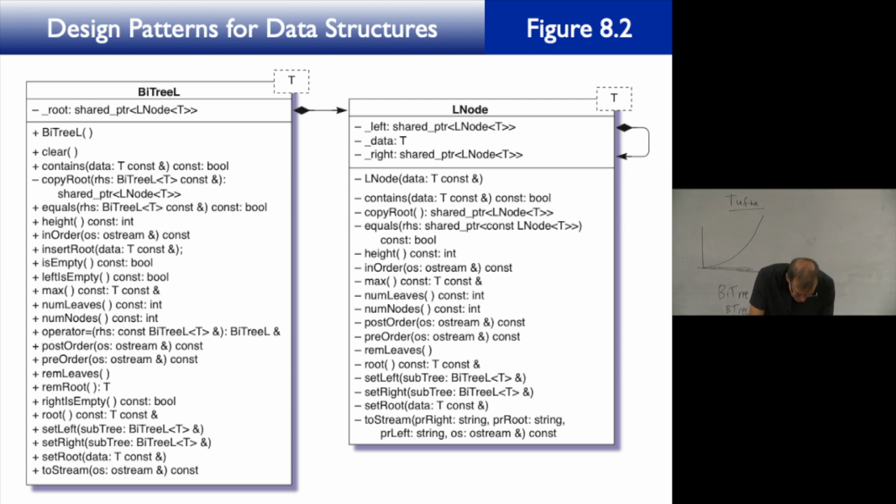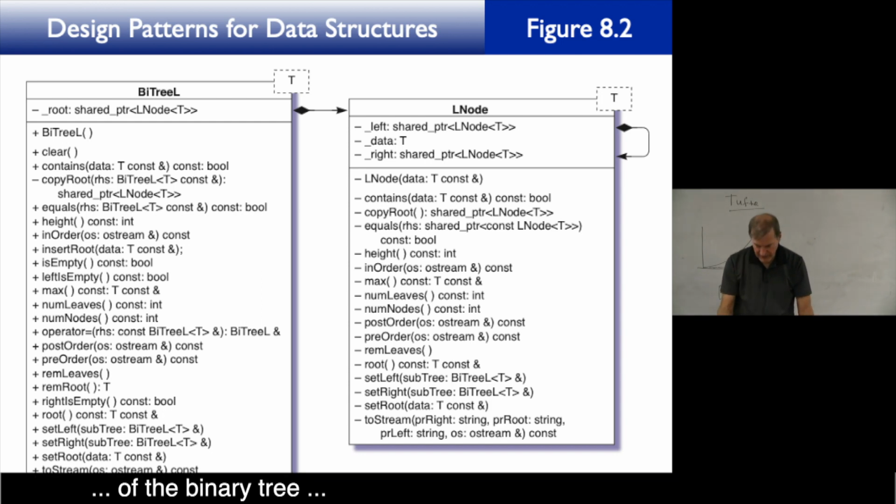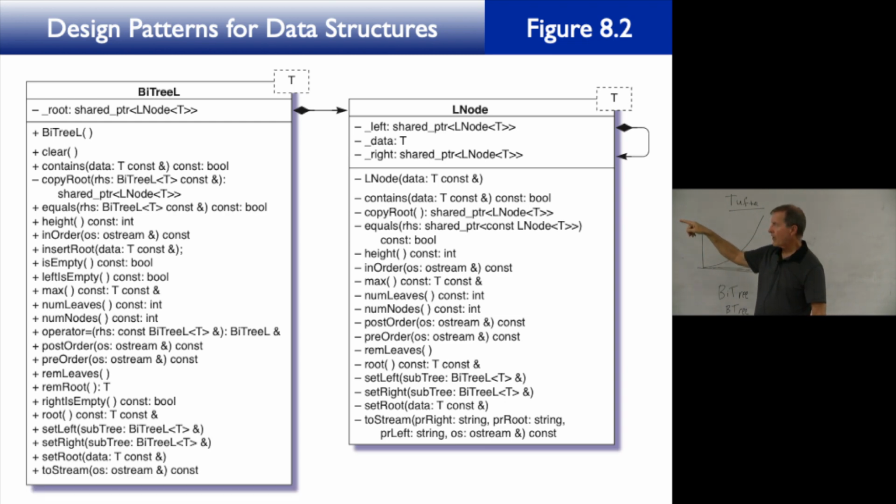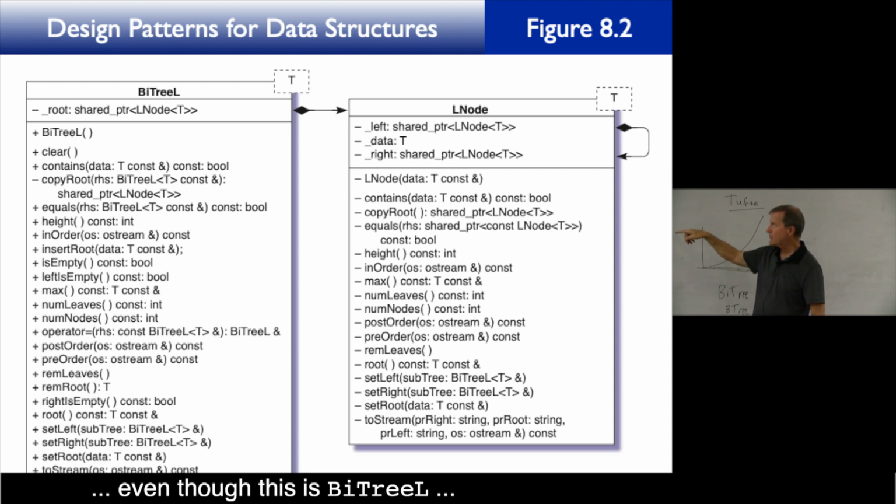Post order, pre-order, remove leaves, remove root, right is empty, root, set left, set right, set root, and toStream. And now these are all methods of the list, and frequently there are identically named methods for the node, even though this is list L.